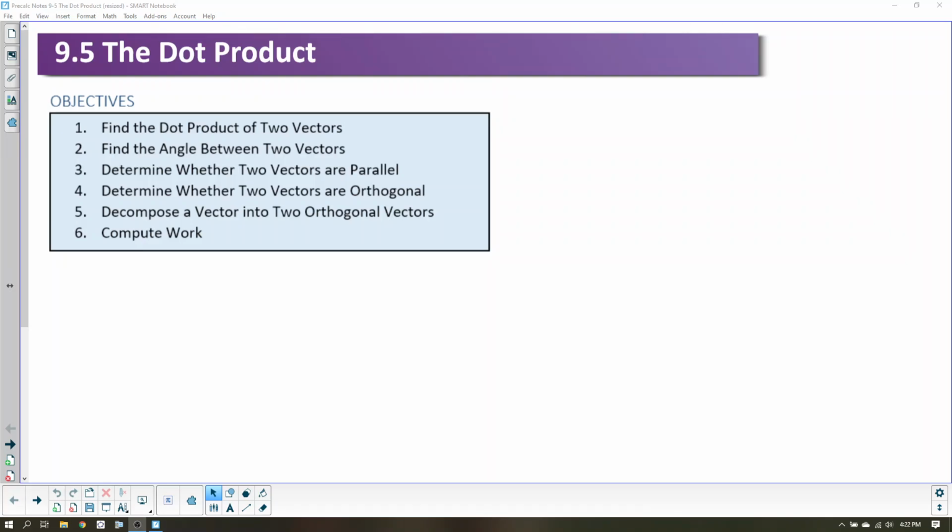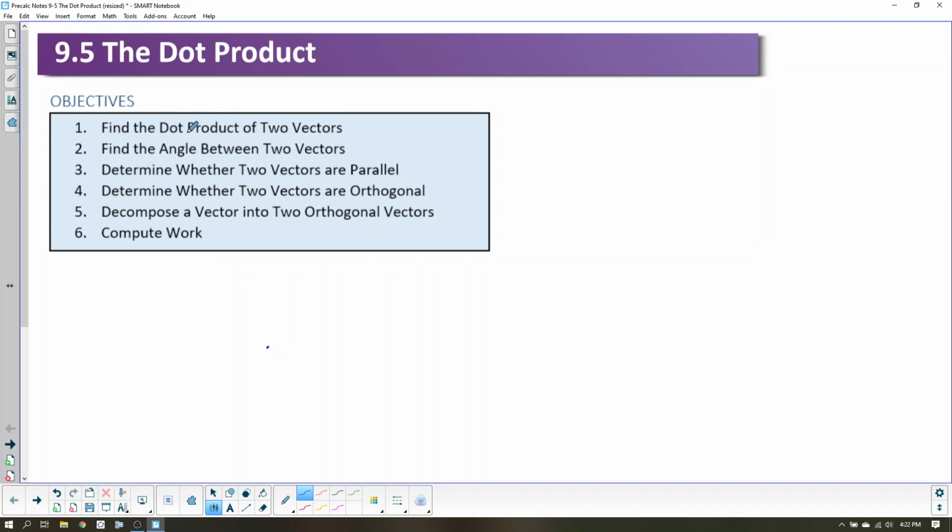In this video, we'll be covering section 9.5, the dot product. This is going to be our last section that we cover in chapter 9. In this section, it's kind of a big one. There's quite a few objectives here. We're going to start off by defining this thing we call the dot product. It's just a new operation that we can apply to vectors.